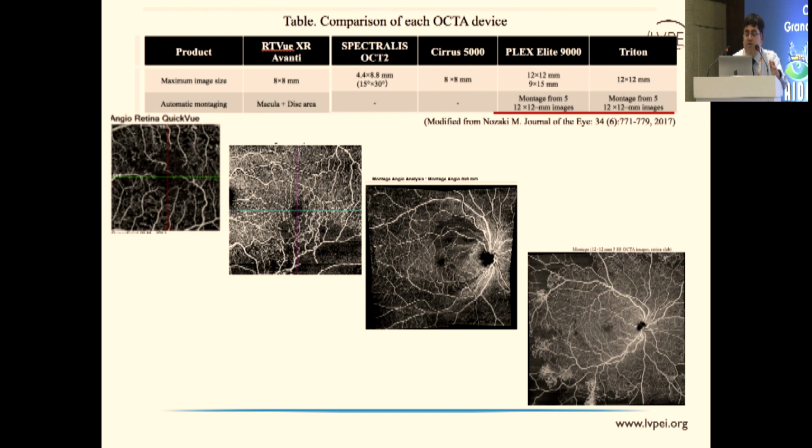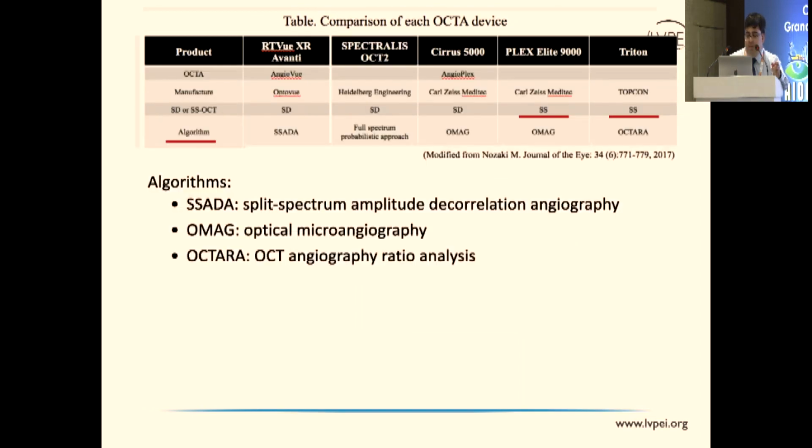From there, what you see is an 8 by 8 scan from Cirrus 5000. Cirrus also gives you an advantage of montaging this 8 by 8 scan, so this is a montage of a Cirrus 8 by 8. And coming on to Plex Elite, which gives you a 12 by 12 scan, which you can further montage to give you an almost beyond-equator OCT angiography image. So this is how you can differentiate between the 4 machines: in terms of their artifacts, their resolution, and the area that they allow you to scan.